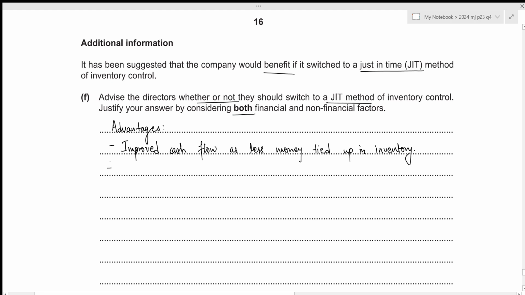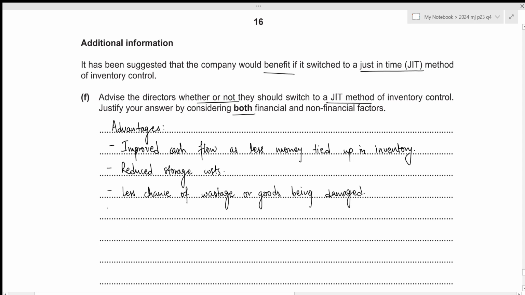For the second advantage, we can write down reduced storage cost because, like I said before, we will only be purchasing any materials at the time of need, which means that we will not be storing it for a longer period of time. So reduced storage cost. Then the third advantage will be that there will be less chance of wastage or less chance of the goods being damaged. Let's write it down. Less chance of wastage or goods being damaged.